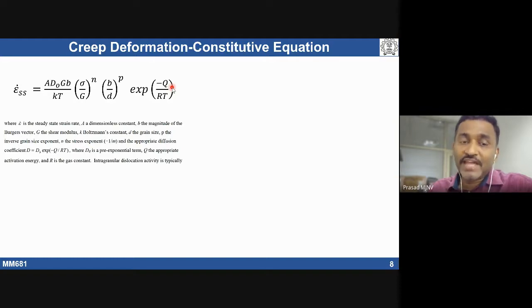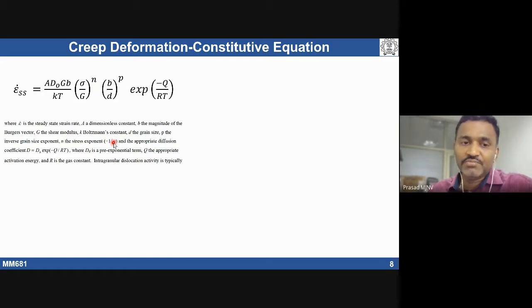The n value can vary from 1 to 7 during creep deformation, that is, high temperature deformation. The p value can be 0 to 3, and the q, the activation energy, can be for lattice diffusion, grain boundary diffusion, or pipe diffusion. We already discussed lattice diffusion, boundary diffusion, and core or pipe diffusion. So depending on the n, p, q values, we have a particular type of mechanism.